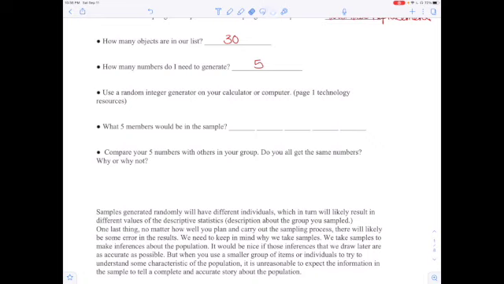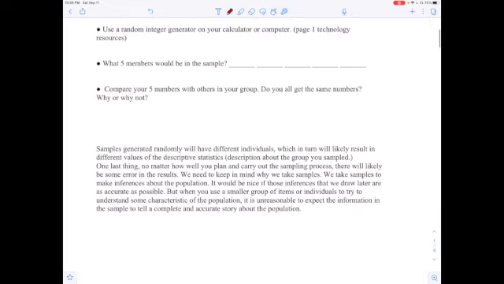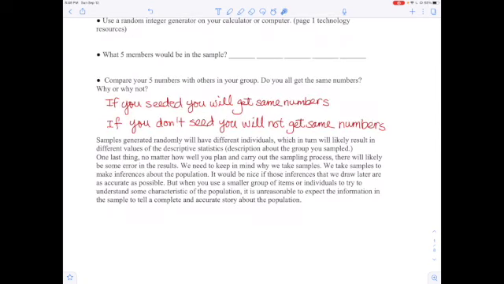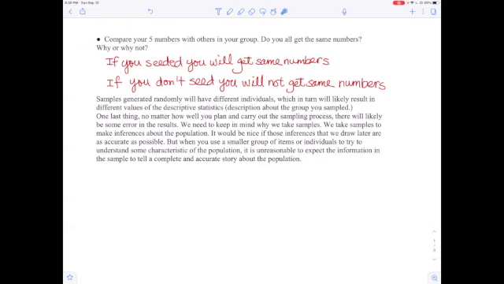Don't forget, if you seeded, you will get the same numbers, and if you don't seed, you will not. I will put that down for you just in case. If you seed, you will get the same numbers as your friends. If you don't seed, you will not get the same numbers. Please make sure you listen to the next paragraph.